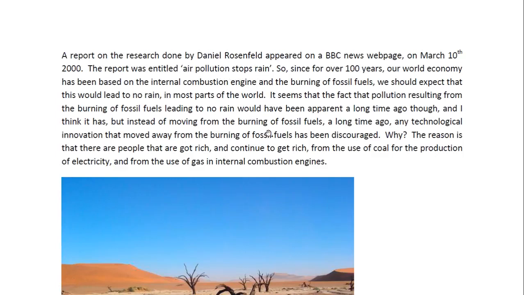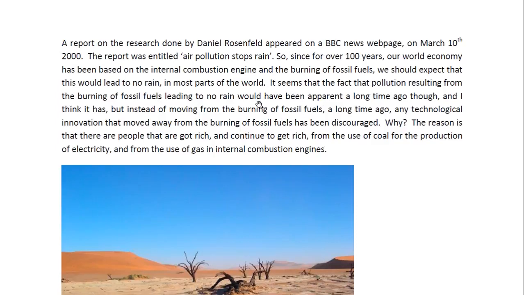And now, this was probably known a long time ago, that the burning of fossil fuels would lead to no rain, and no rain would lead to basically death to all living organisms on Earth. We need rain to survive. So it should have led to moving away from burning fossil fuels, but this has not happened.